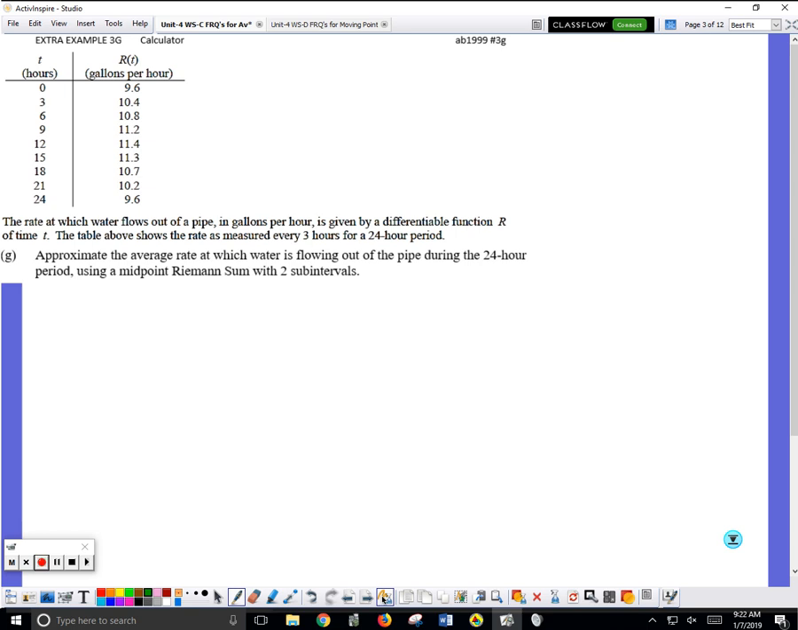It says find the approximate, again, keyword, approximate the average rate at which water is flowing out of the pipe during the 24-hour period. There's a comma, so you should stop at the comma. Don't keep going. They've asked you to do something right to there. The next part is a separate question. That's how FRQs are written. So I don't try to answer two questions at once, one at a time. So I'm ignoring the midpoint sum, just ignore that for now.